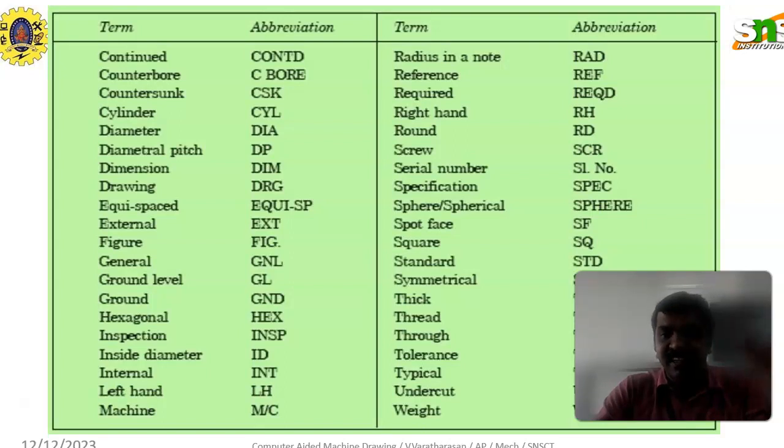level, ground, hexagonal, inspection, inside diameter, internal, left hand, machine, radius in note, reference, required, right hand. Right hand, round, screw, serial number, specification, sphere, spherical, spot face, square, symmetrical, thick, thread, through, tolerance, typical, undercut, and weight. These are the things that are used.